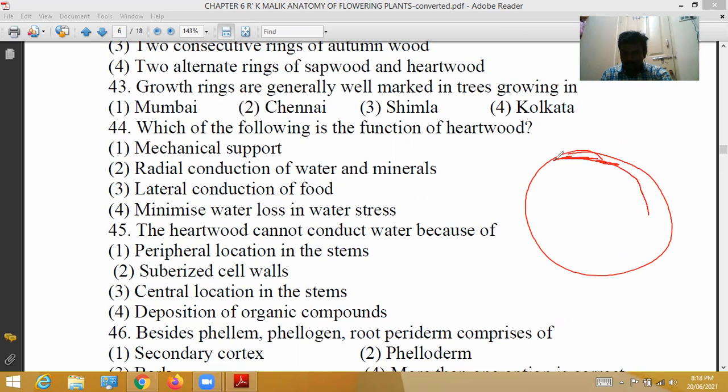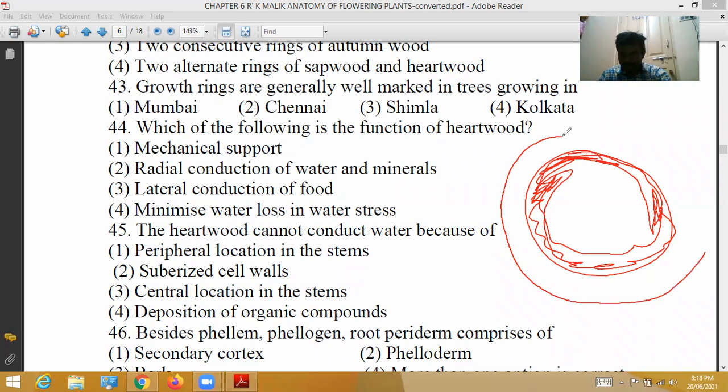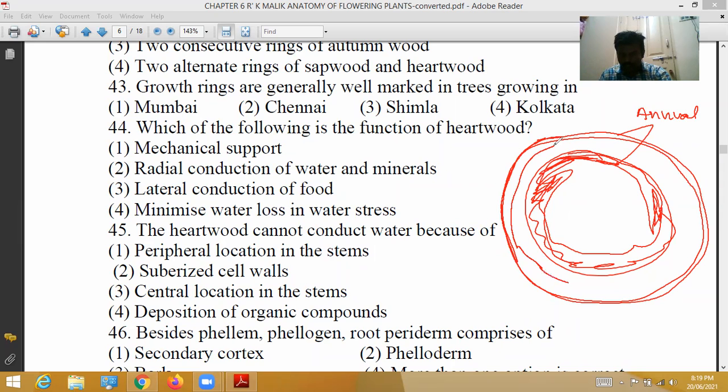See here, these outermost rings are a little bit thicker. These are called annual rings. Next, in between these two is the sapwood. This is also called sapwood.